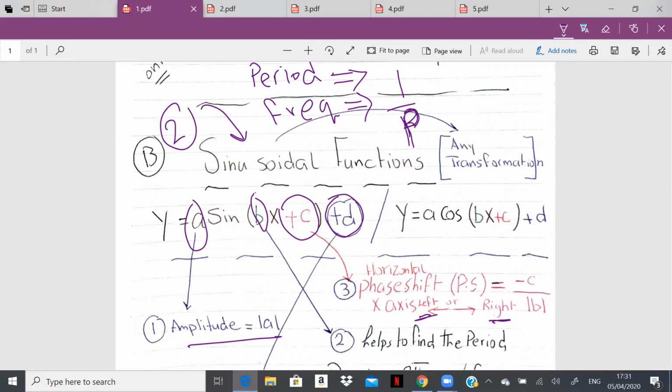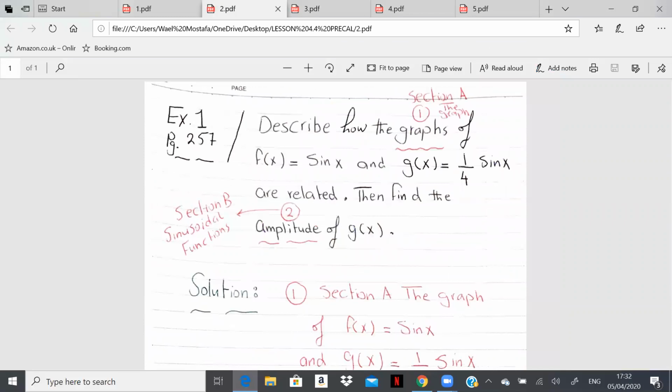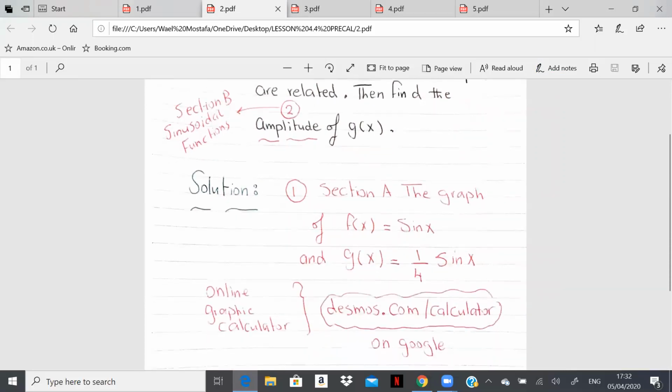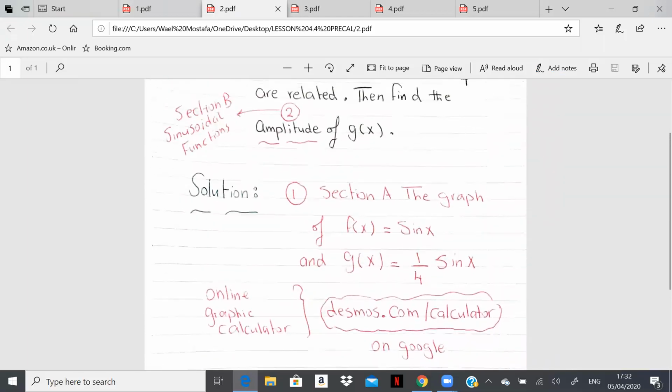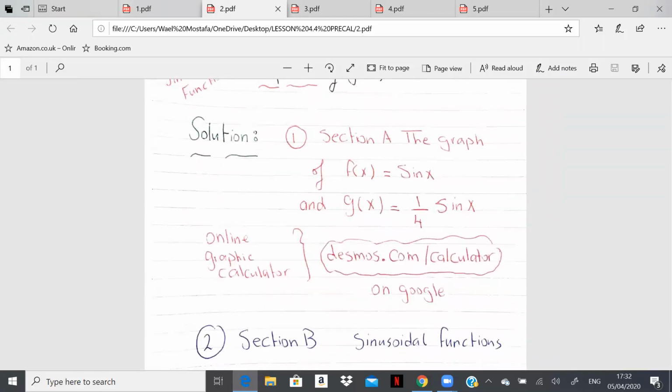Okay, let's go to example number 1. Example number 1, describe how the graphs. So he's asking for section A, the graph of f of x equals sine x and g of x equals 1/4 sine x are related. So for section 1, which is the graph, I'm going to find only the graph using the Desmos calculator. So I'm going to graph now in front of you.